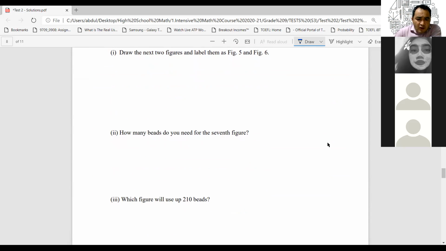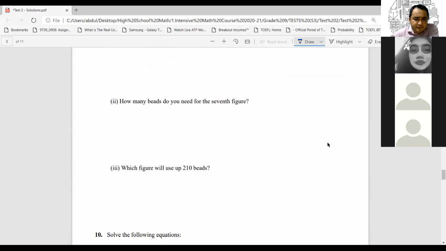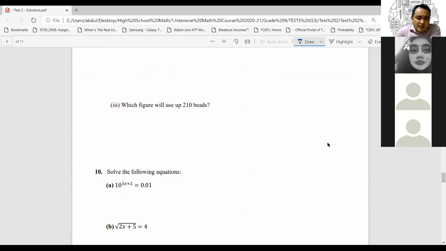Since it asks how many beads do you need for the seventh, no, sorry, which figure will use up 210 beads? n is the number of the figure, right? So let's say it is n. That is n times n plus 1 over 2, and that is equal to 210. We just need to solve this equation. Now, how can I write this 210 in this form?